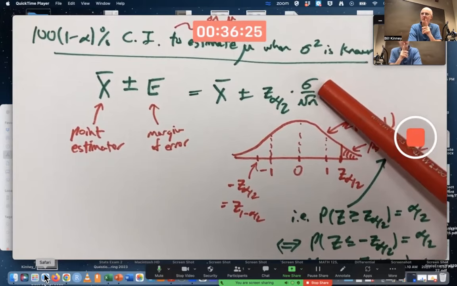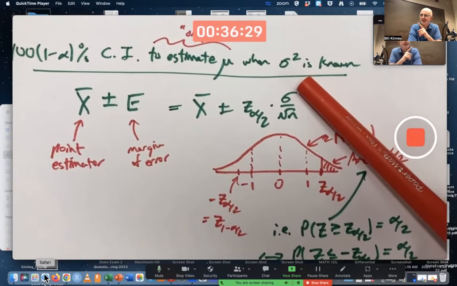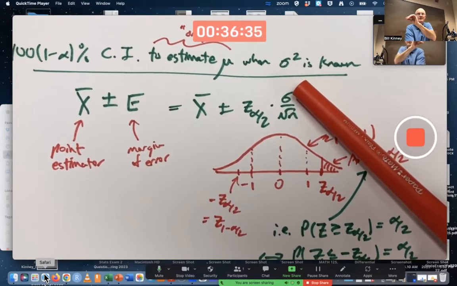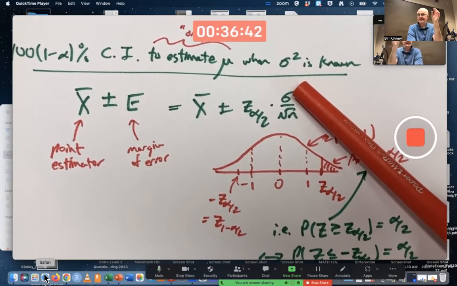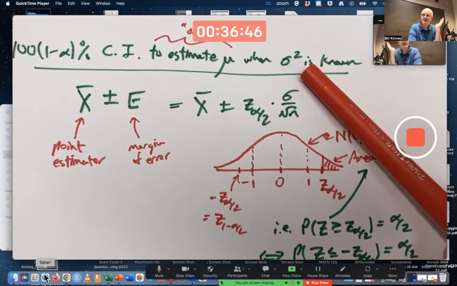In order to use this formula, you have to be given sigma or given sigma squared and take its square root. Maybe in the problem statement, it doesn't say sigma equals this or sigma squared equals this. Maybe it just uses words. The variance is 17.3. That would mean sigma squared is 17.3.